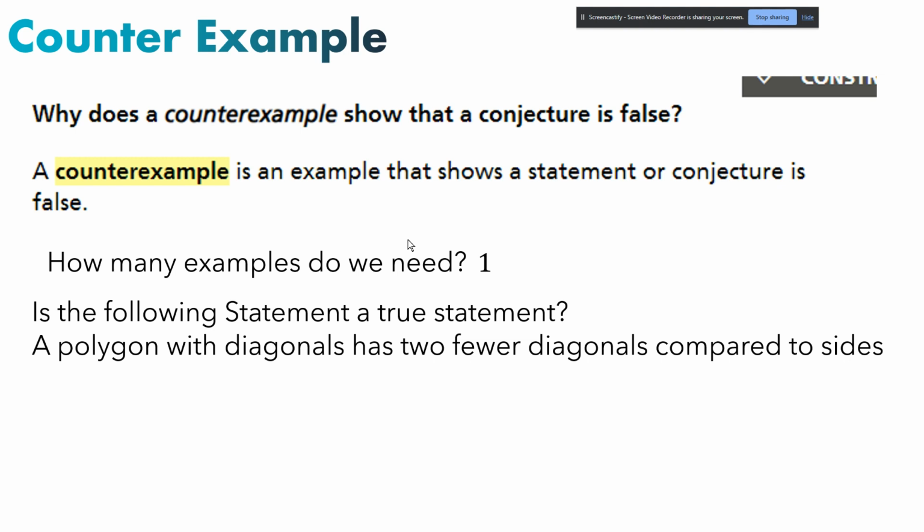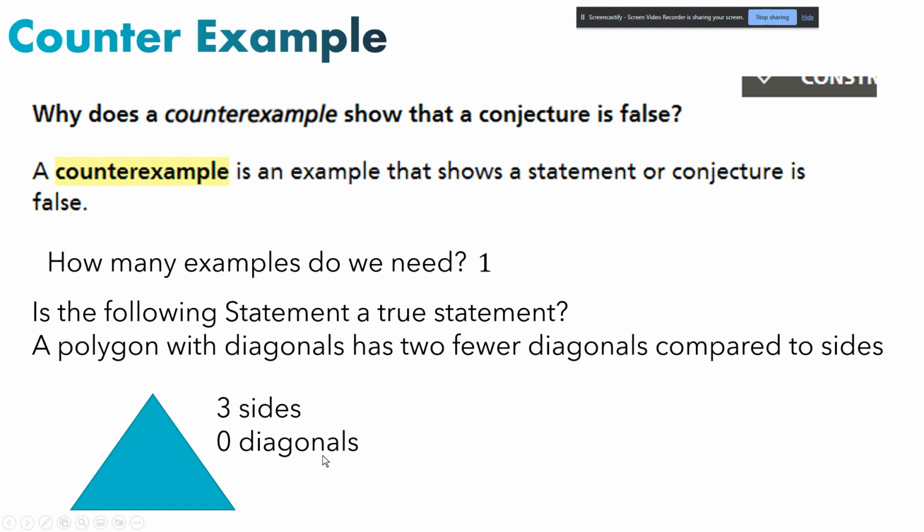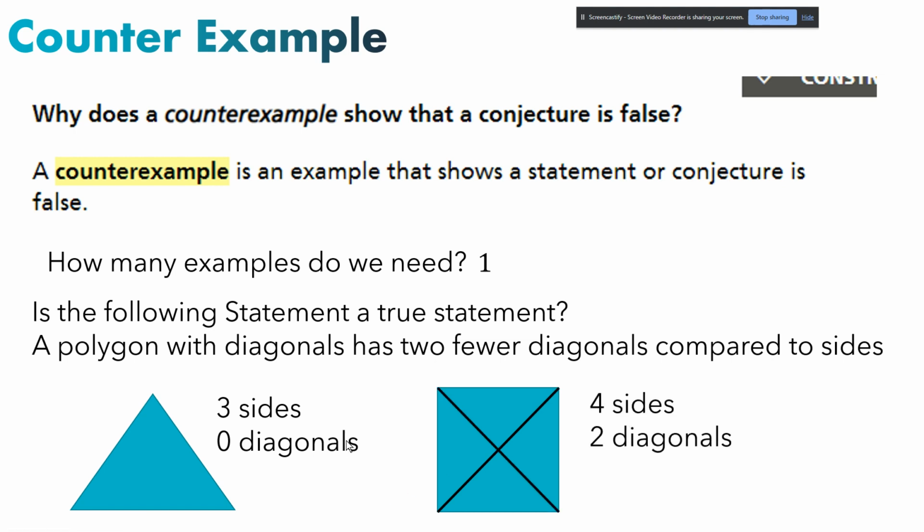A polygon with n sides has 2 fewer diagonals compared to the sides. What I'm saying is, if you look at here, we have 0 diagonals for the triangle. We're looking for lines that go across. So we have 3 sides, 0 diagonals. It's true. For the square, we can do 2 diagonals for the 4 sides. So it must be true, right? Let's have a look here.